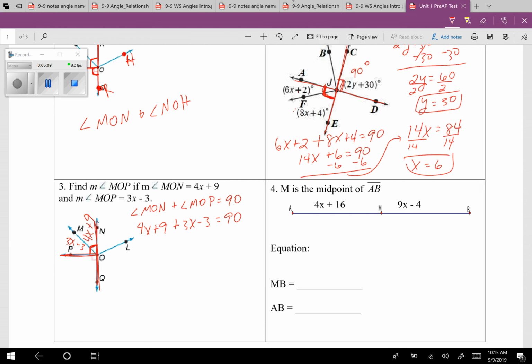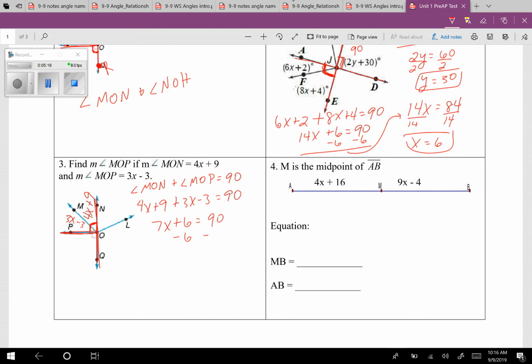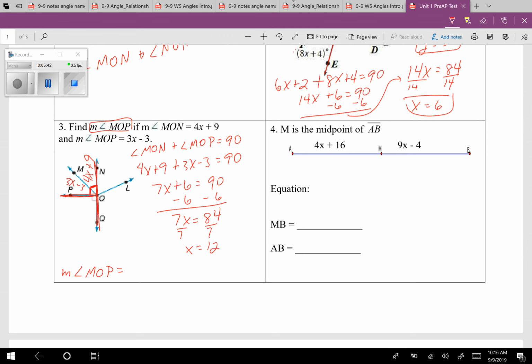So just combine like terms. 4x and 3x, that's 7x. And then 9 minus 3 is positive 6. So that's 90. So take away 6 from both sides. So 7x is 84. And if you divide by 7, you get the x is 12. And then they say we have to find the measure of angle MOP. And so MOP right here, it's at 3x minus 3. So the measure of angle MOP equals, you put 3 and then put parentheses and then plug in your x value, minus 3.